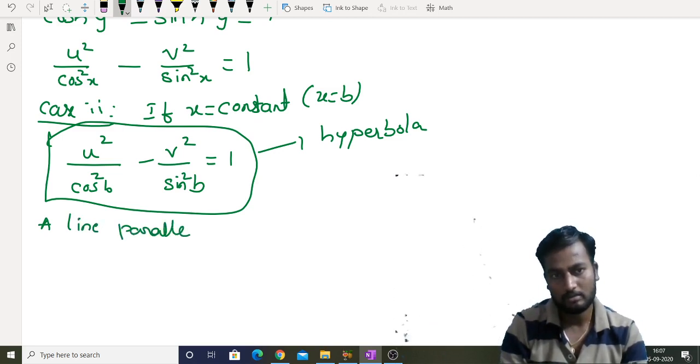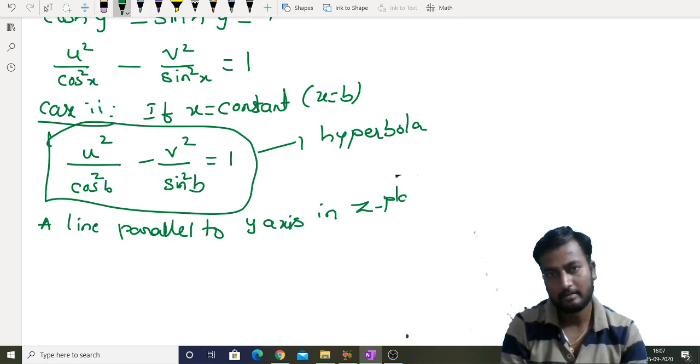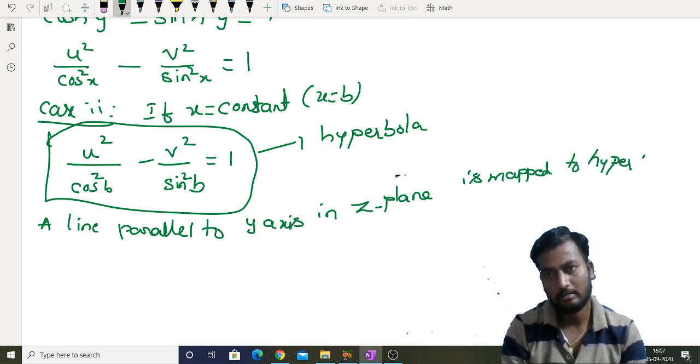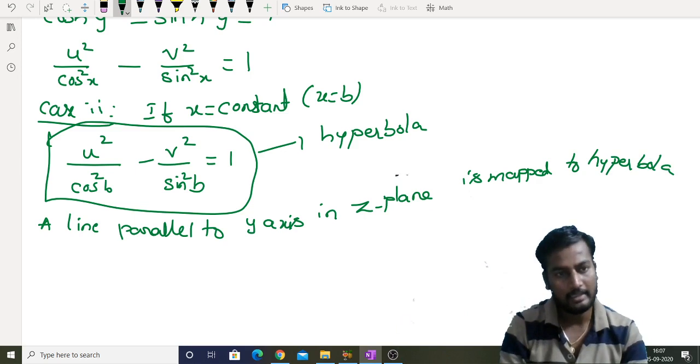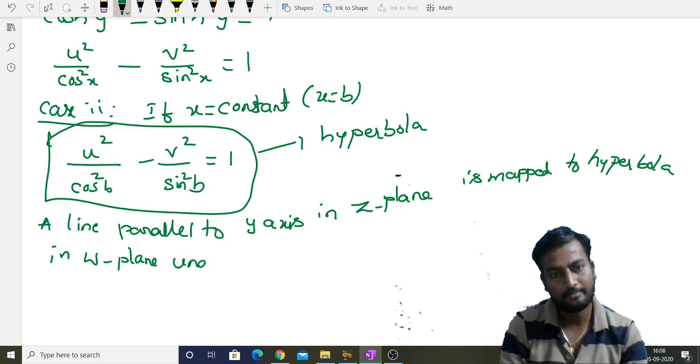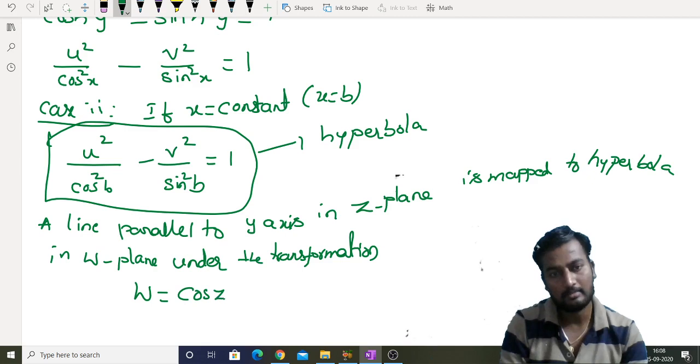A line parallel to the y-axis in the z plane is mapped to a hyperbola in the w plane, under the transformation w equal to cos z. That is our conclusion.